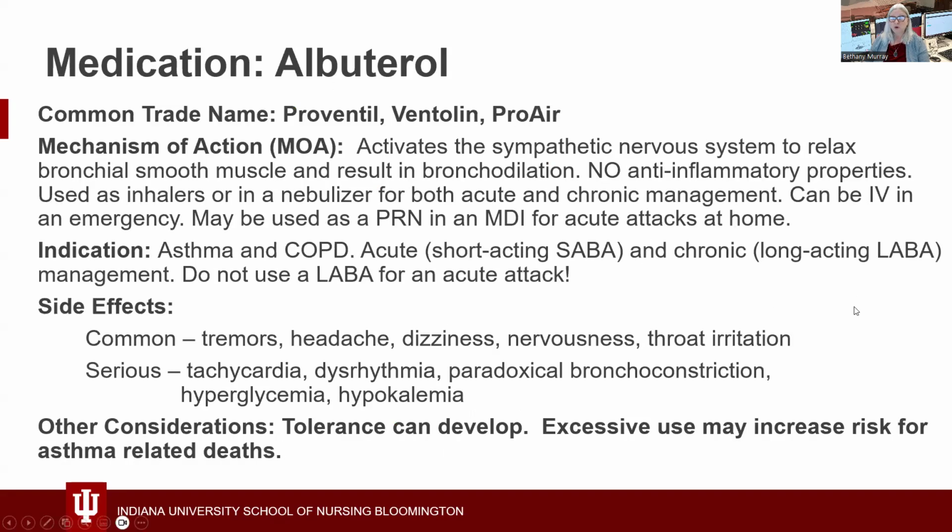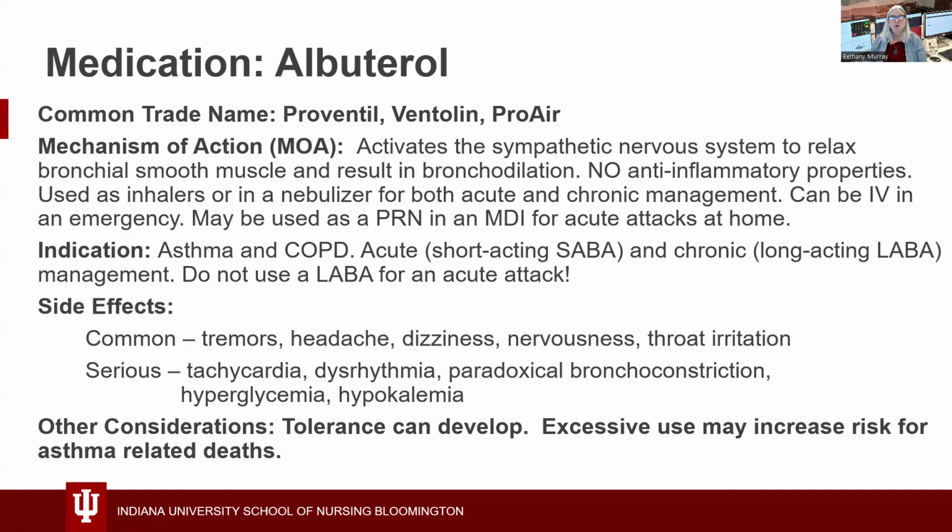Okay, so let's look a little bit more at the 3 medications that I put on your list. Albuterol activates the sympathetic nervous system, relaxes bronchial smooth muscle, results in bronchodilation. No anti-inflammatory properties, though. It's used as an inhaler or a nebulizer. It can be IV in an emergency. You can use a PRN and a metered dose inhaler. This is the puffer that people use a lot when they are having asthma attacks or wheezing.